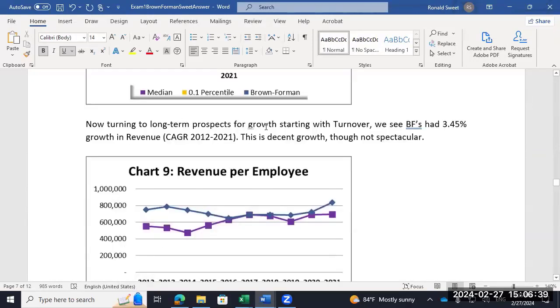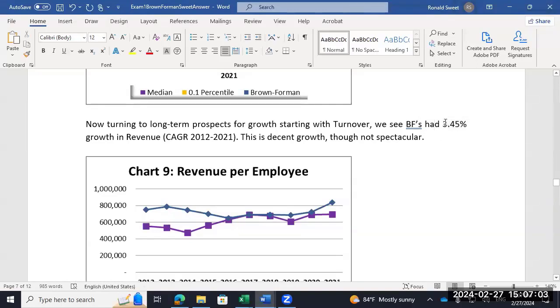Now turning to long-term prospects for growth, starting with turnover, we see BF's had 3.45% growth in revenue. This is decent, though not spectacular. Would y'all agree? 3.45. You're going to say, wow, this is the greatest company in the world? Probably not. What would you say if that was NVIDIA's number last week? I mean, they're up like 7-fold, right? This is crazy.